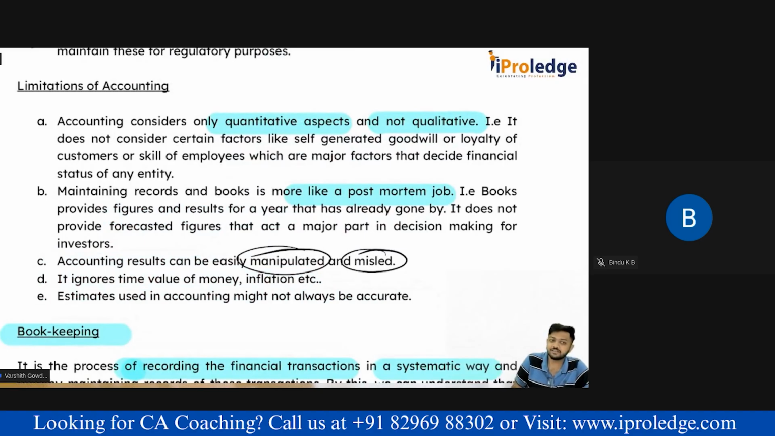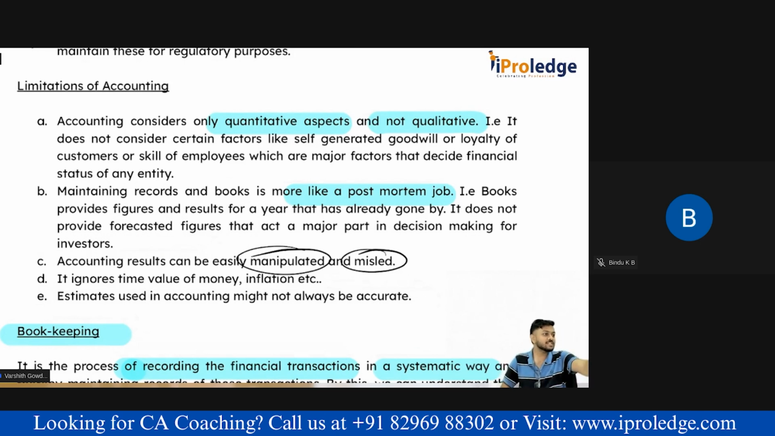What is limitation? Disadvantages. So the first one you already know. Accounting considers only quantitative aspects and not qualitative. That means anything which can be measured in money only can come. Qualitative, that cannot come. Next, maintaining records and books is like a postmortem job. Postmortem, what they mean is, you will not get any futuristic information from accounts. The only thing you can get is whatever has happened.